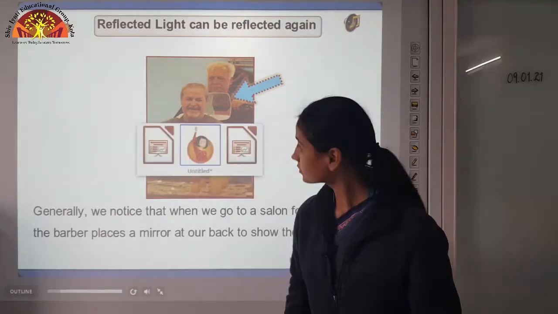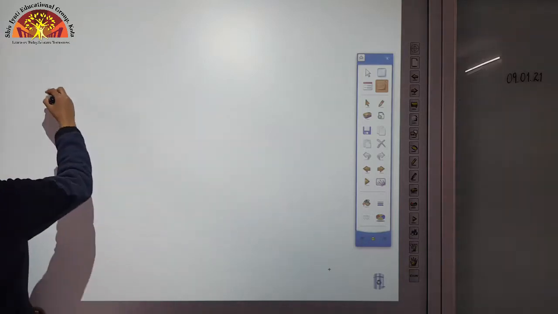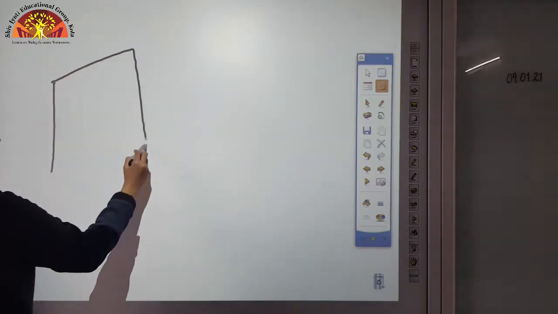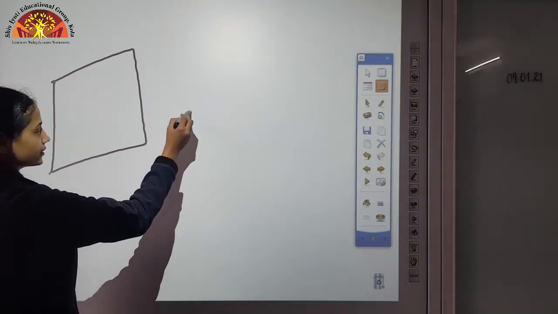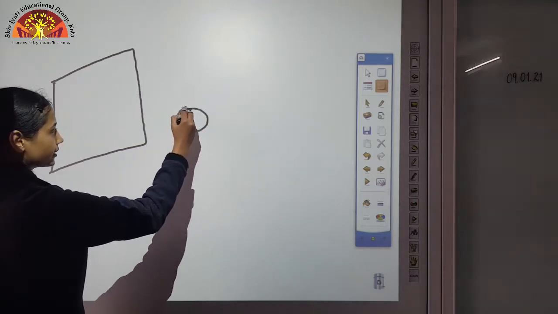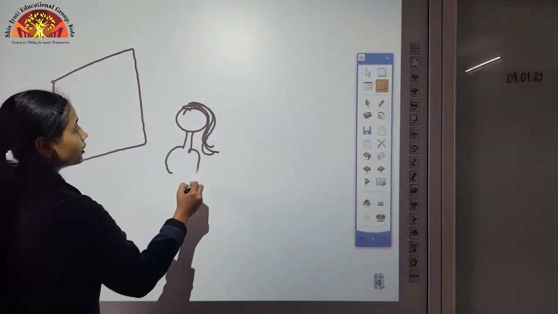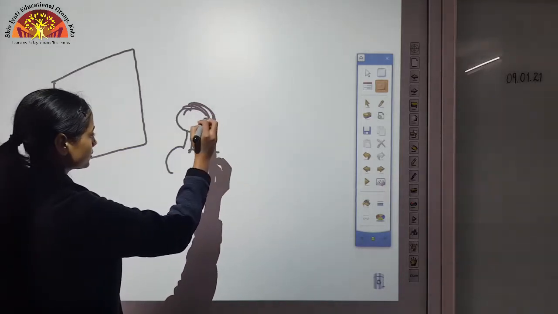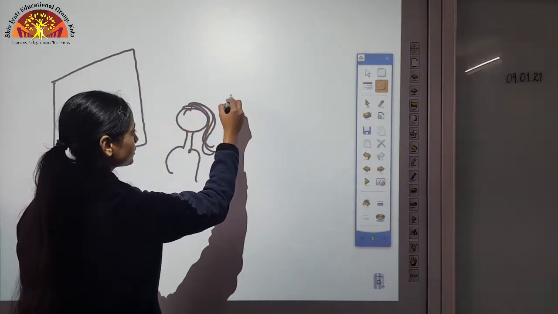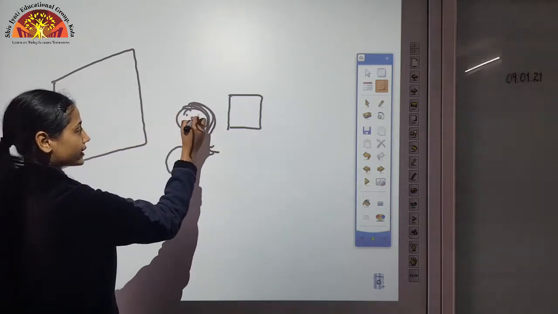So what actually happens? Let me draw it. Suppose this is the big mirror present in the barber shop, and you are sitting here. Now you want to see the back side of your head. So how will you see it? The barber places a small mirror in the back side.